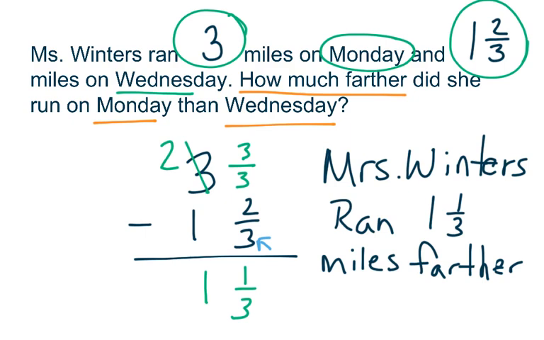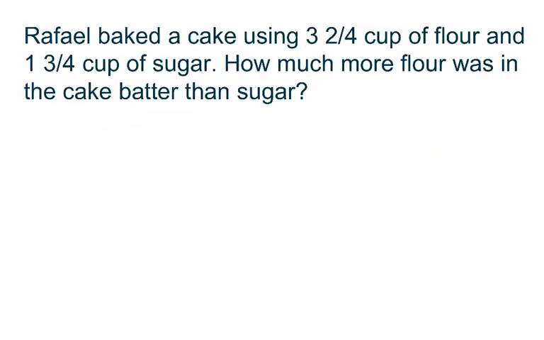All right, we have one more word problem to do. Our last problem says, Raphael baked a cake using 3 2/4 cup of flour and 1 3/4 cup of sugar. How much more flour was in the cake batter than sugar? Go ahead and answer that question now.